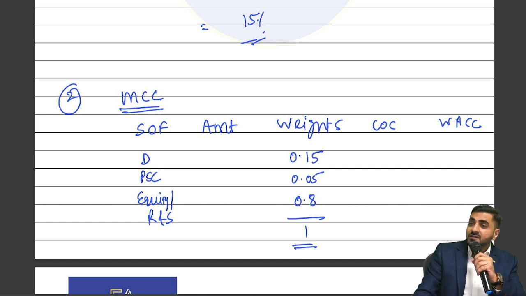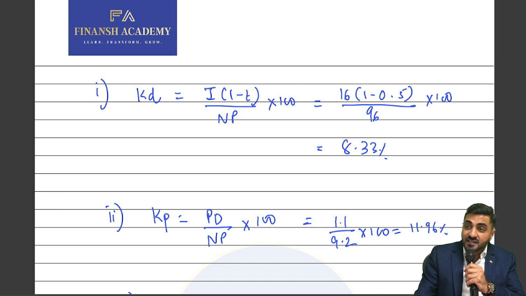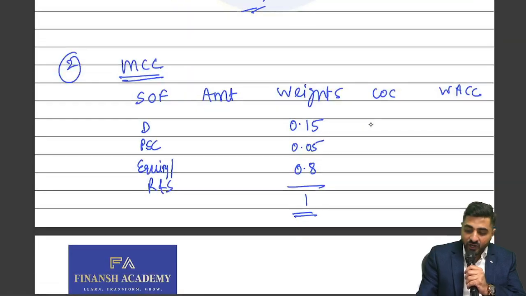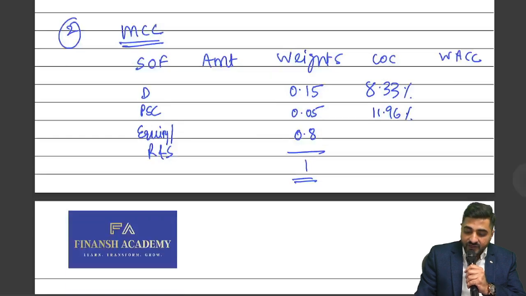What about the cost? We just now calculated the cost. Don't look at the question. What is the KD, guys? 8.33. What is the KP, guys? 11.96. What is the KR, guys? 15%, because they have told you without issuing, retained earnings.